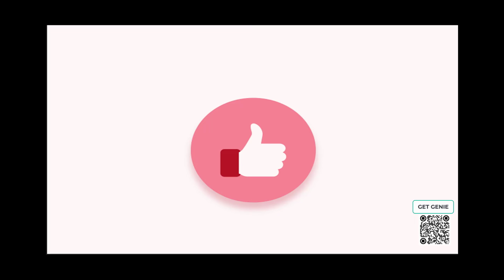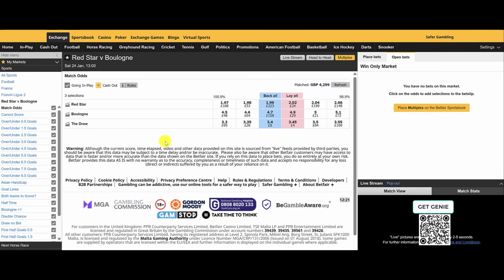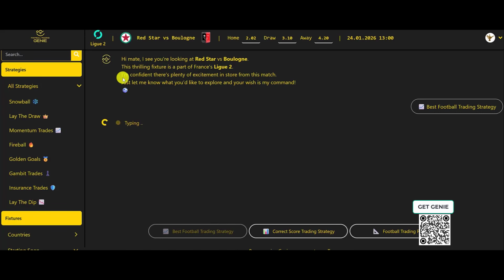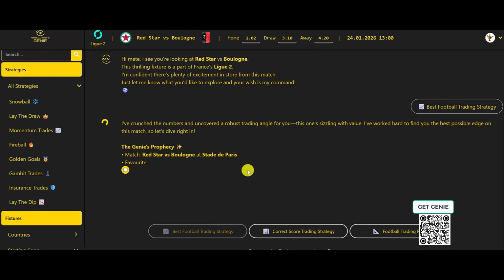Anyway, let's dive into it now. Let's check out some real life football trades using the Football Trading Genie. So we've got a match from the French League 2, Red Star against Boulogne, and we wouldn't typically trade this, but we're going to use AI to help us trade it. So let's load up this match, click on Best Football Trading Strategy, see what the AI comes up with.